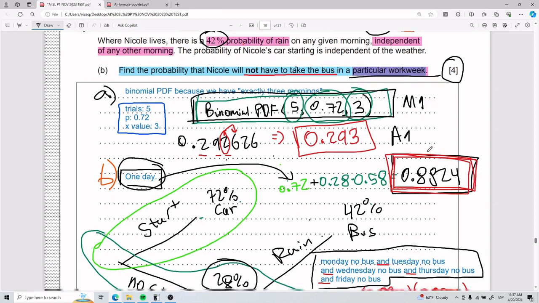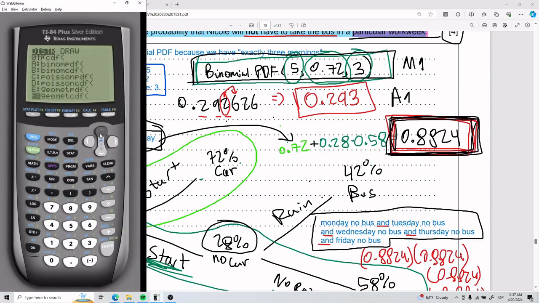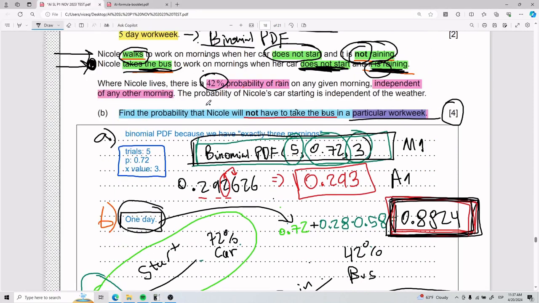Now, if you want to stick to the calculator using the binomial distribution and all that stuff, technically from here, from the 0.8824, you can take it to your binomial PDF or CDF over here. Now notice, because we're talking about the probability that Nicole will not have to take the bus, that means exactly 5 of the 5 days of the week she doesn't take the bus. So exactly 5 times she doesn't take the bus.